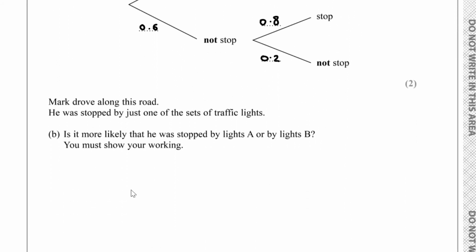Now, Mark drove along this road. He was stopped by just one of the sets of traffic lights. Is it more likely that he was stopped by lights A or lights B? You must show your working.